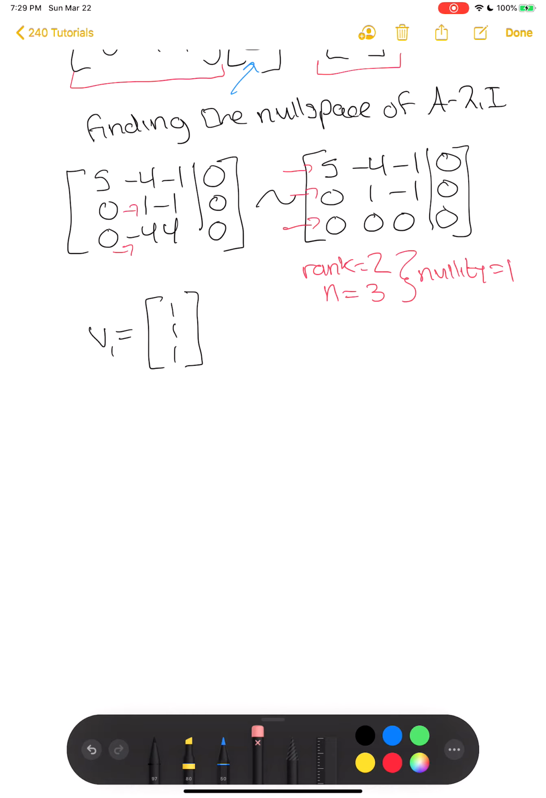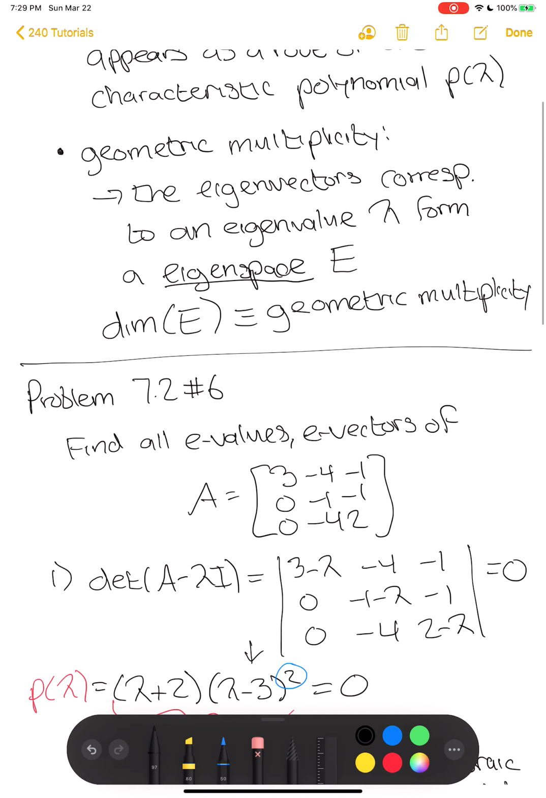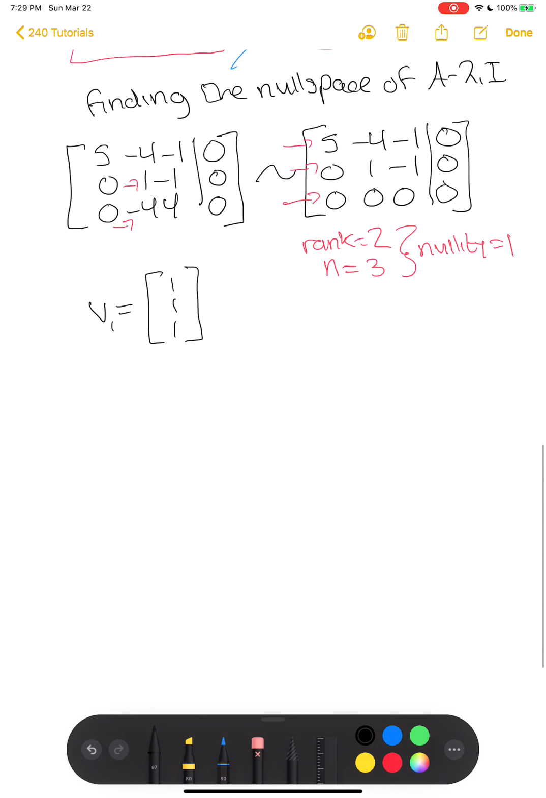Okay, so there's our v1. We have this notion of geometric multiplicity, and we said that the eigenvectors corresponding to an eigenvalue form an eigenspace. So here, the eigenspace corresponding to eigenvalue 1 is just going to be the span of this one vector that we found, 1, 1, 1. What that means then is because 1, 1, 1 is an eigenvector, so is 2, 2, 2, so is pi, pi, pi, and so forth.